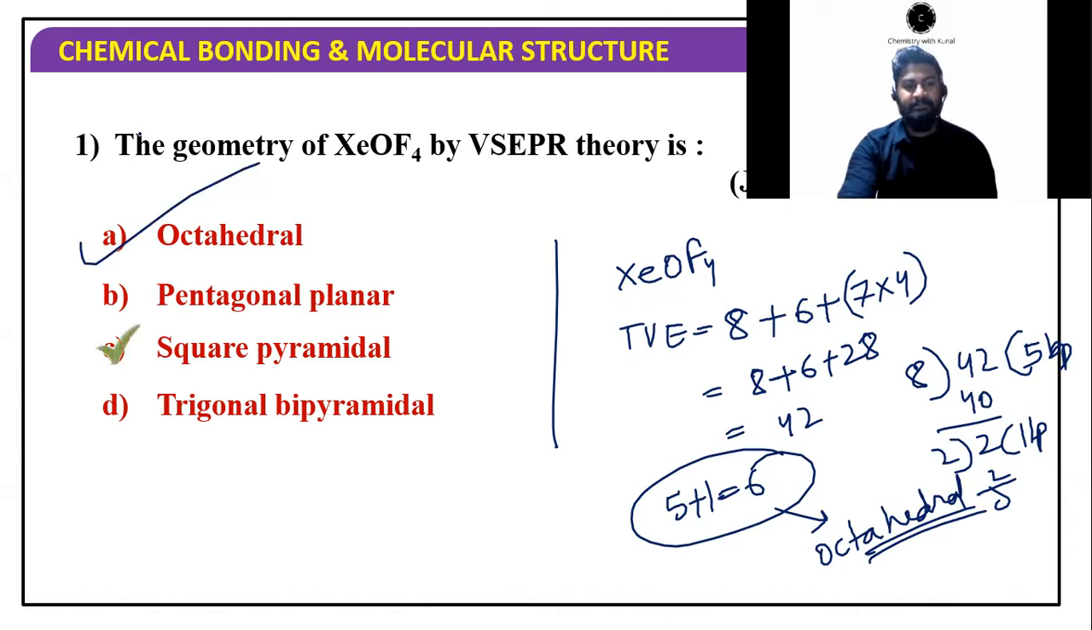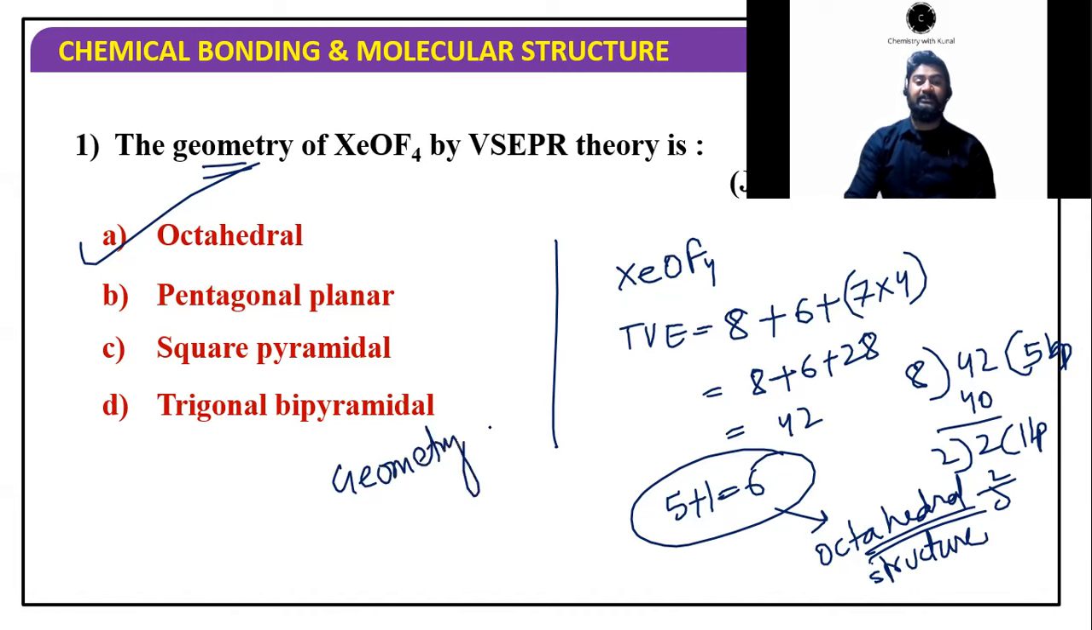But they're asking geometry, right? This is not geometry, this is the shape actually. This is the structure, my bad. Yeah, they're asking geometry. How to do geometry? This is the shape, by the way. What is geometry? If you remember, I have told you geometry is nothing but the shape without lone pairs, right? Without lone pairs. So tell me, how will it look like?